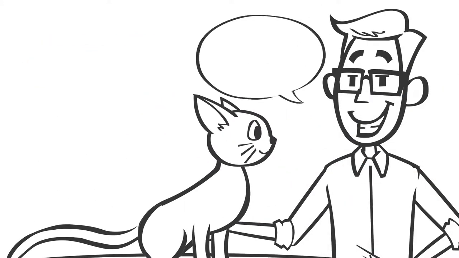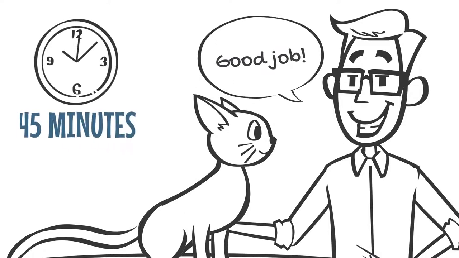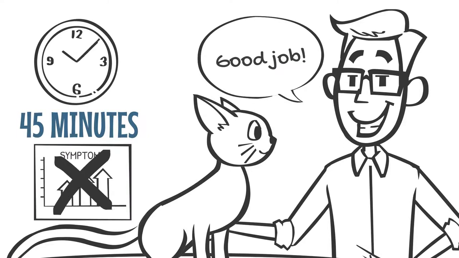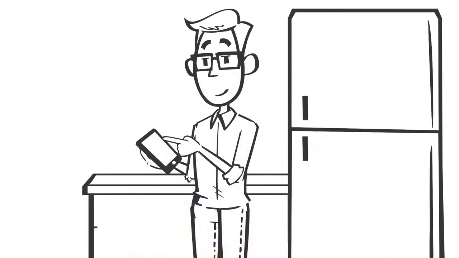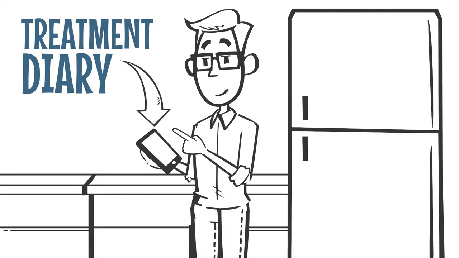Massage the area, praising your pet, and observe them for 45 minutes, ensuring their symptoms don't increase. Return the vials to your refrigerator and record injection information in your treatment diary.